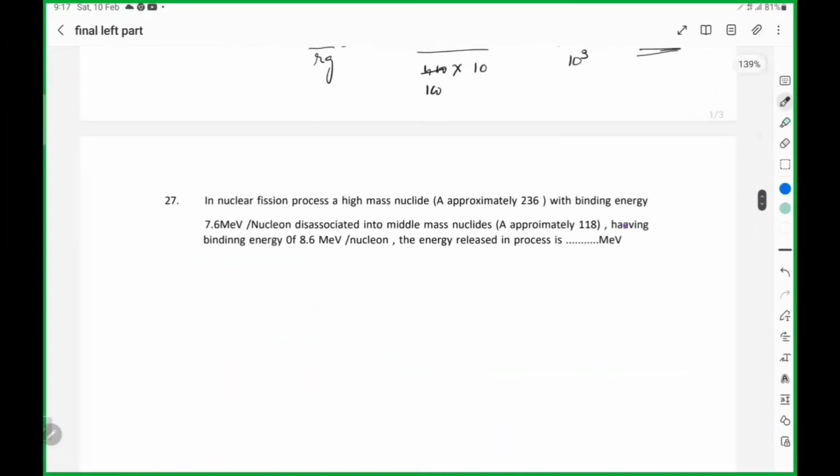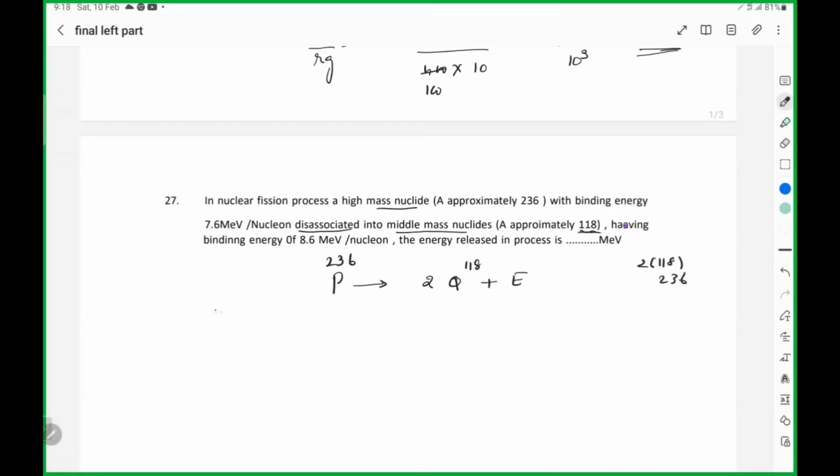So in nuclear fission, a high mass nuclide with binding energy is dissociated into middle mass nuclides. Here its mass number is 236, dissociated into middle mass nuclides of mass number A prime. That means 2 into 118, that is 236. So it dissociated into 2 middle nuclei by releasing some energy.